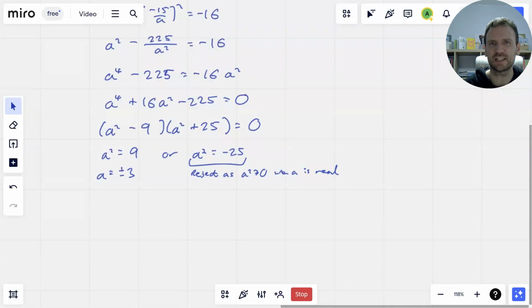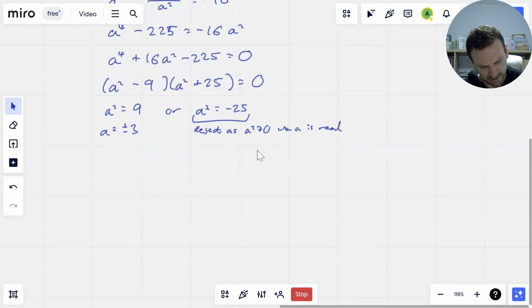Just whenever you're rejecting, give a reason. It doesn't have to be stated like this, but I would say that either we need a to be real, so a squared is positive, or something along those lines. Give a reason. You will occasionally lose marks for just ignoring this possibility. As is, we're getting a is positive or negative 3.